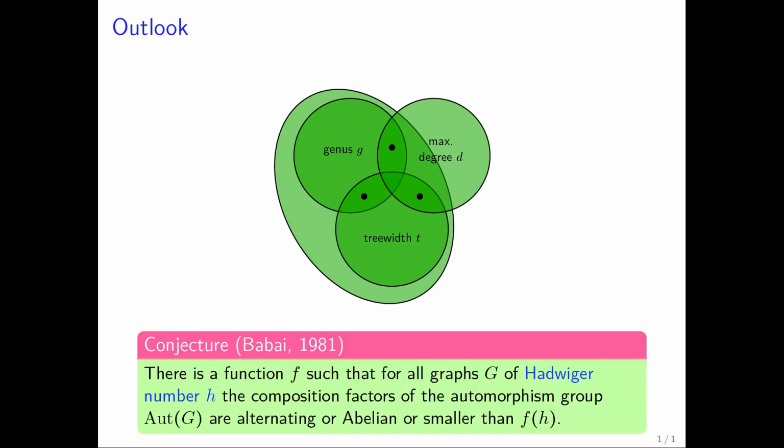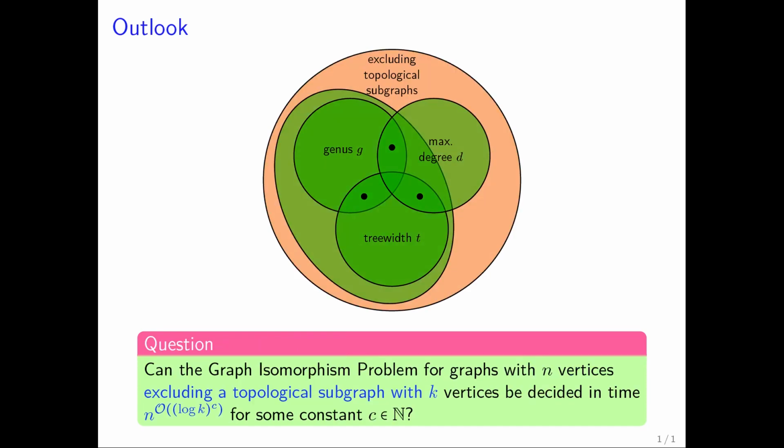We also think that our decomposition techniques, which also imply restrictions on the automorphism groups of these graphs, can help to prove a conjecture stated by Babai. He conjectured that there's a function f such that for all graphs of Hadwiger number h, the composition factors of the automorphism group are either alternating, that means isomorphic to the alternating group, abelian, or smaller than f of h. Even if it's not an immediate consequence, we think that our techniques might be helpful here. Can we ask whether we can extend our techniques even to graphs excluding a topological subgraph? These would also include the graphs of maximum degree D.